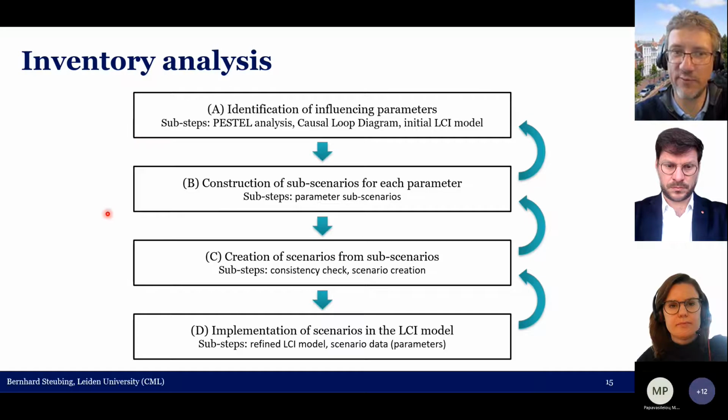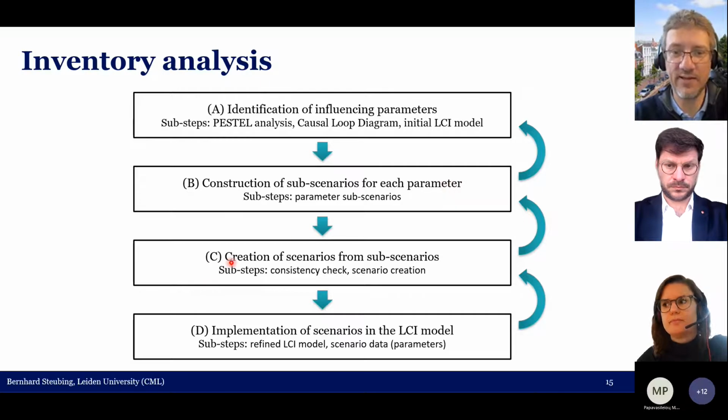We identify 4 steps. The first one is the identification of influencing parameters. The second one is the construction of sub-scenarios for each of these parameters. The third one is then the, and sub-scenarios means specific values that each parameter can take, just thinking independently for each parameter.